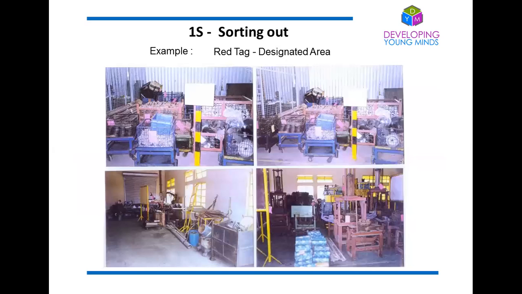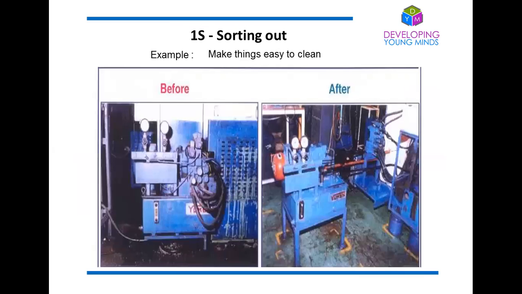So this is the way, after red tagging, all the unwanted things will be moved. And this is one example you can see on the slide. It is called the designated area for red tag, where it is kept for the team to take a decision on whether it is required or not required, right? That is where it happens.